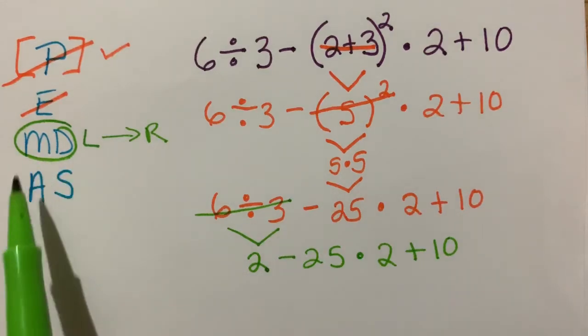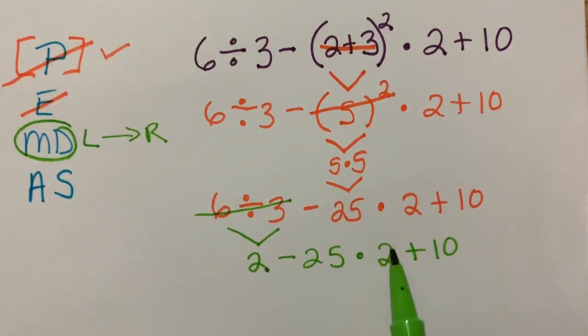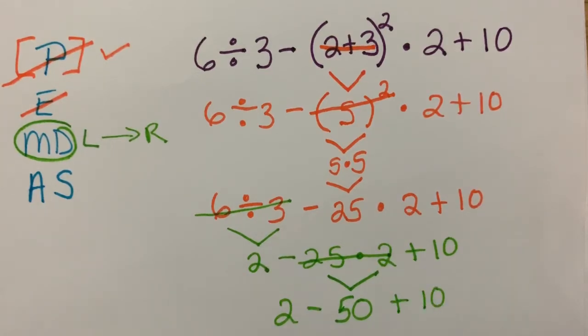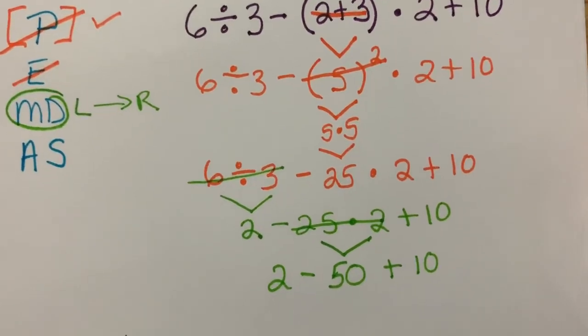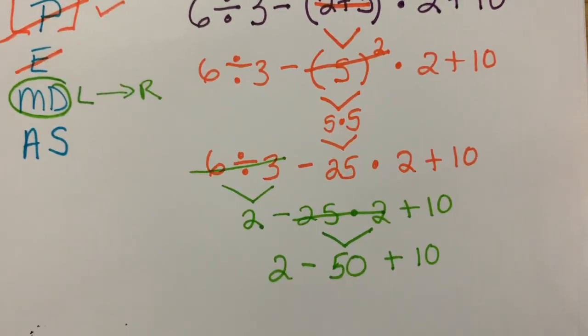Since I'm still not done with multiplication and division, I'm going to go ahead and do the multiplication step. So 25 times 2 gives me 50. And so I'm done with this step. I'm going to bring everything else down, and I'm going to scoot it up so you guys can see. I don't have multiplication and division anymore, so I am finished with that step.